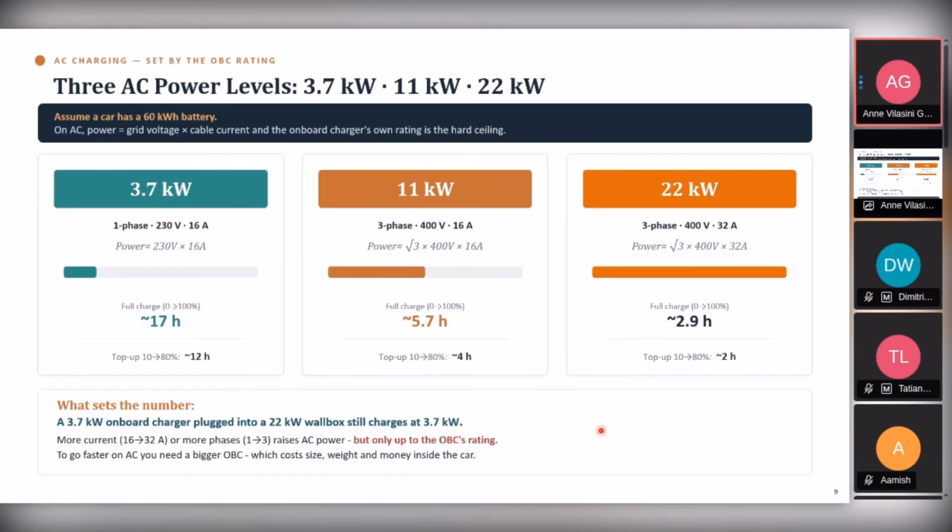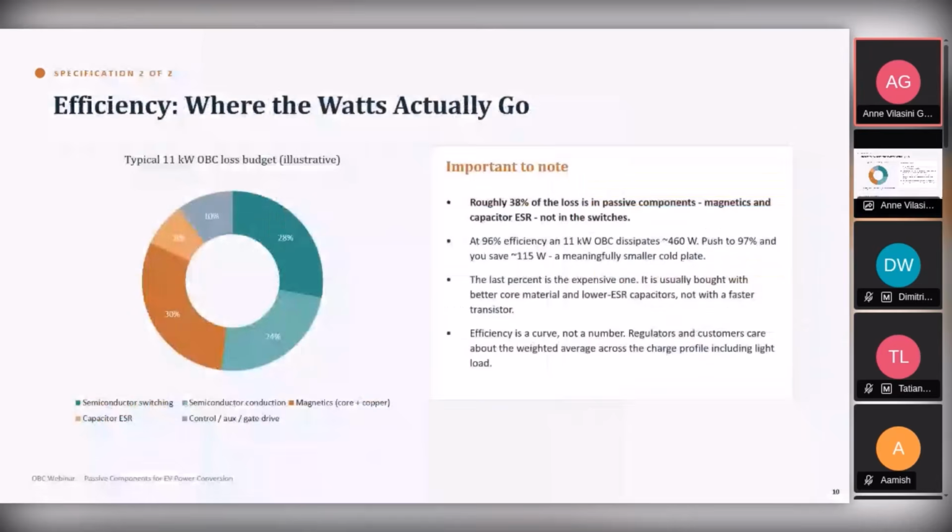So if you want to go faster on AC charging, then you need a bigger OBC, which is going to cost size, weight, and also additional money inside the car.